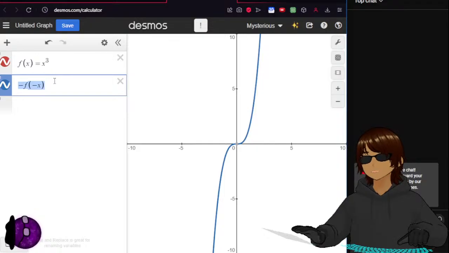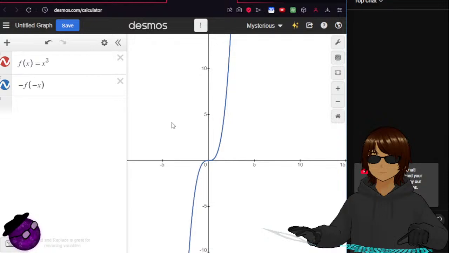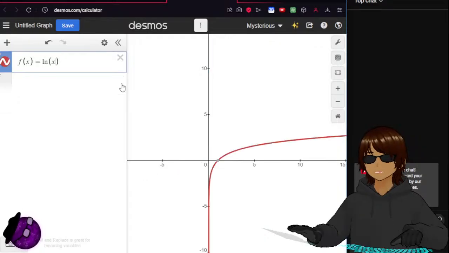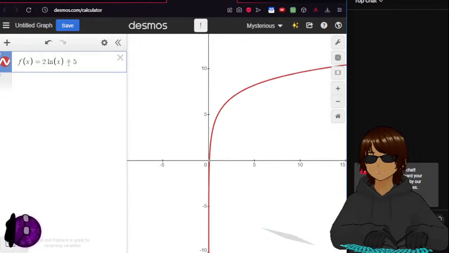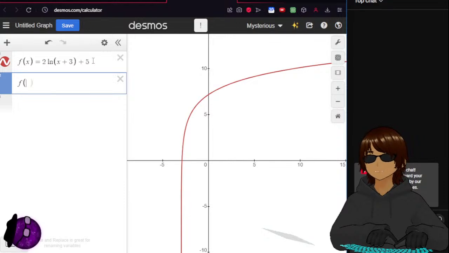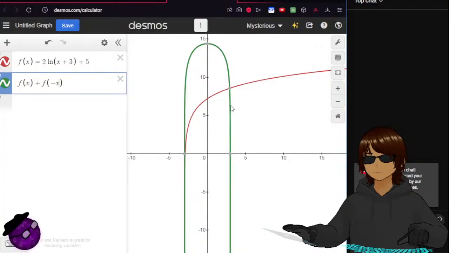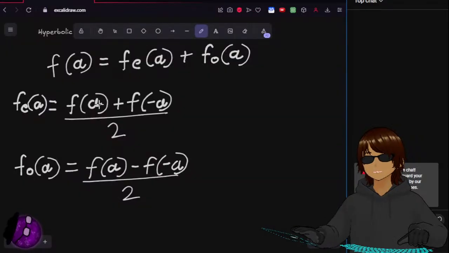So if I have f of x, well, this is already an odd function. Maybe another function like ln of x. Yes, this is neither even nor odd. Let's do ln of x plus 5 ln of x. If we do f of x plus the negative, we get this even function. Then if we do minus, we get an odd function. This will work for any f of x. For any function, we can separate the even and odd like this. Of course, I'm dividing it by 2 because if you add them back together, you get f of a back.